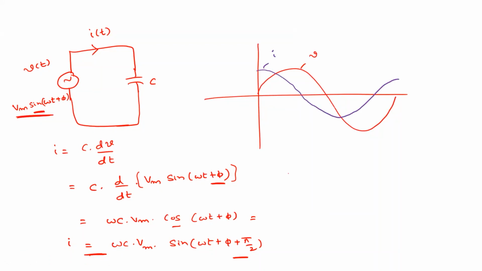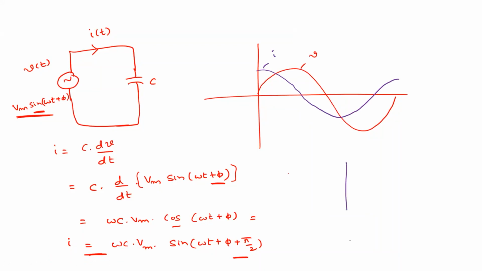In case of a pure inductive load, the current lags the supply voltage by an angle of 90 degrees. In case of a pure capacitor, the current leads the voltage by an angle of 90 degrees.